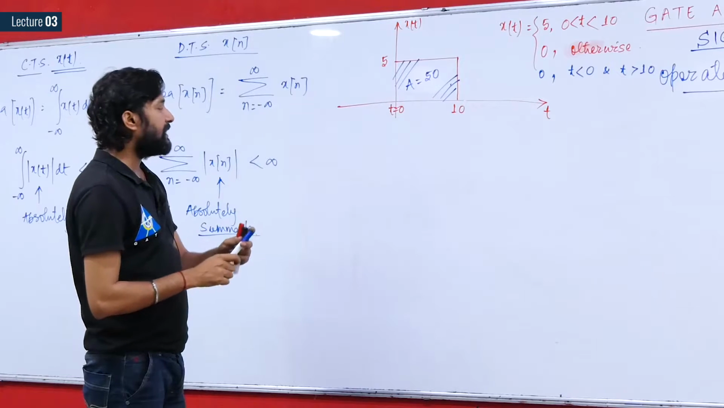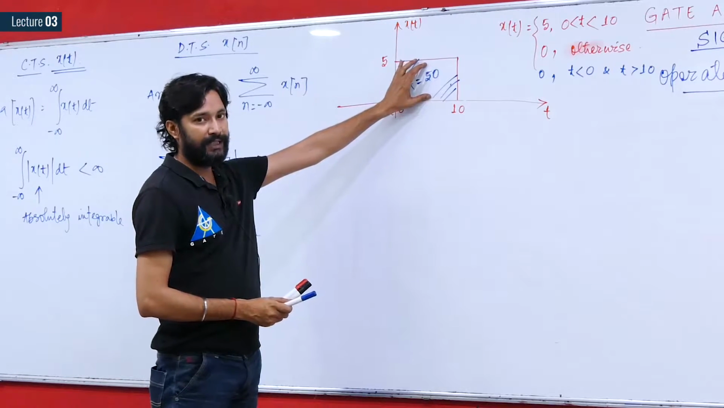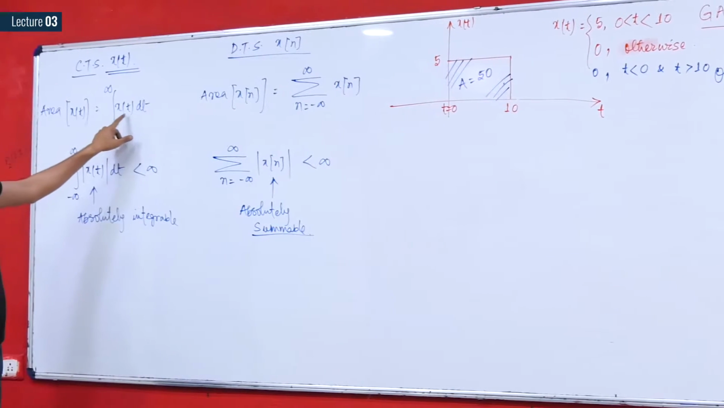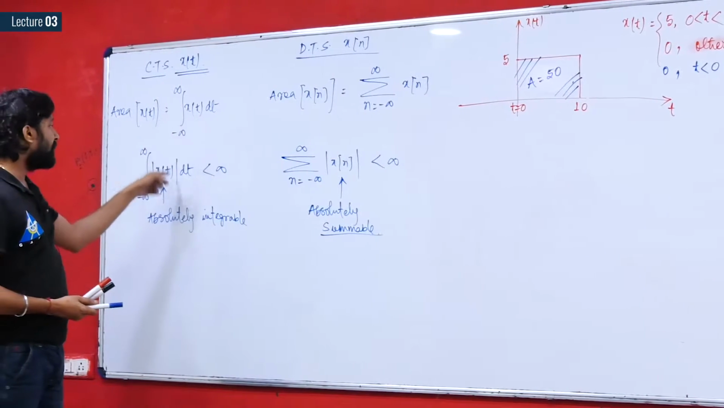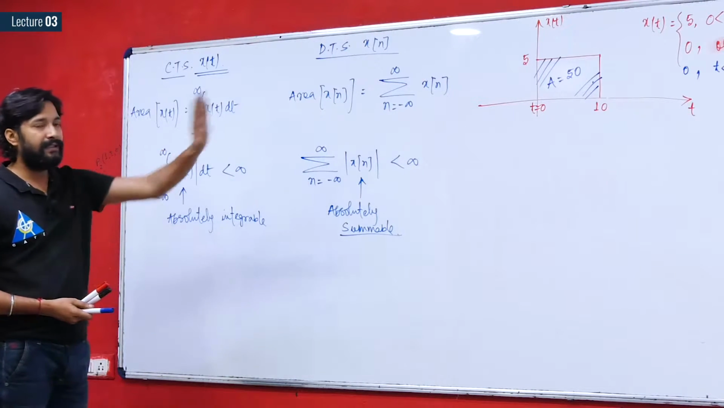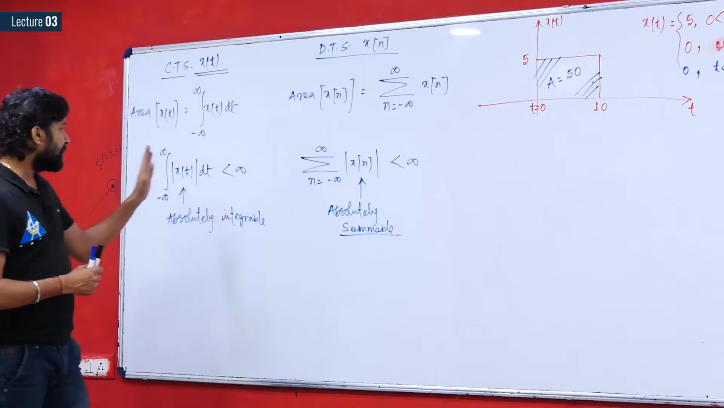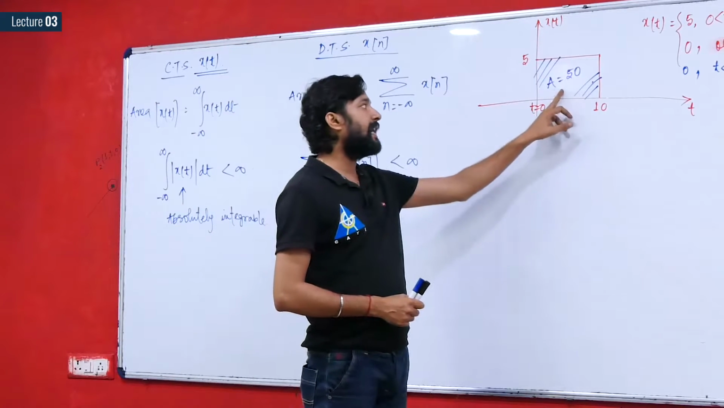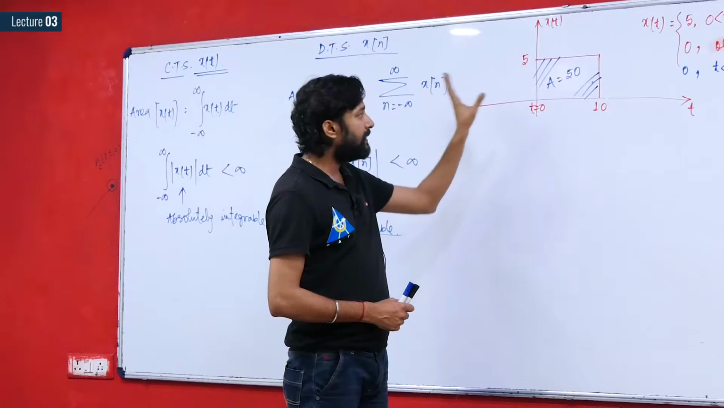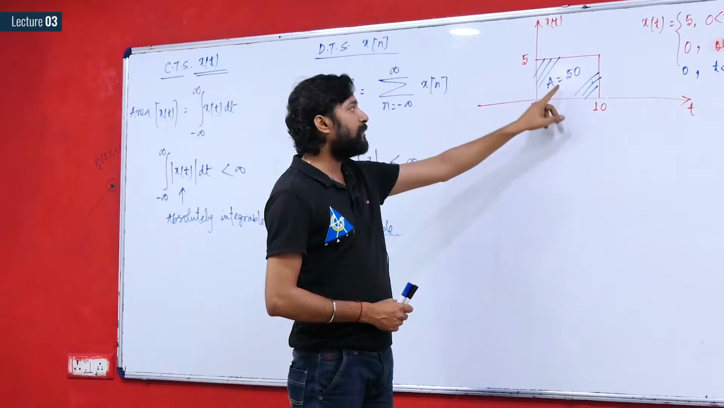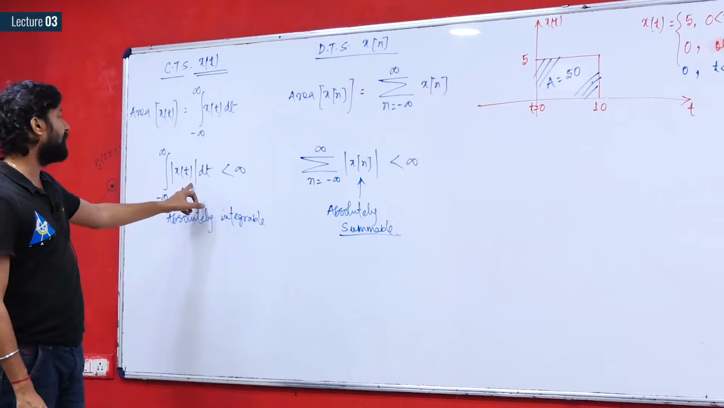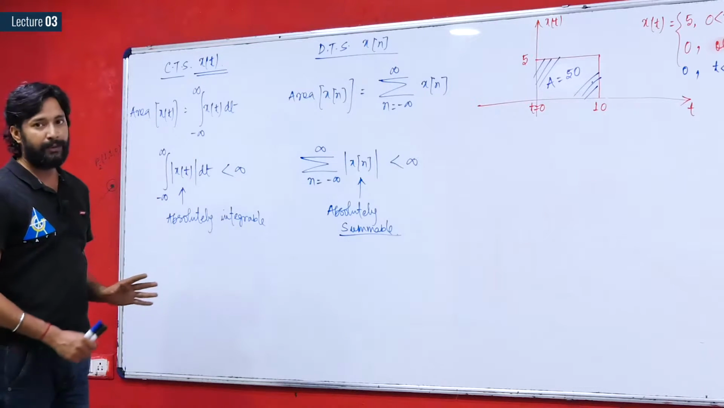Now as you can see, the signal is having positive values only. Therefore the result of these 2 integrals, that is integration from minus infinity to infinity of x of t dt, or the integral of magnitude of x of t dt, are going to be the same in this problem especially. It is a real signal having positive values only, therefore these two integrals will be the same for this signal. Therefore absolute integrability is satisfied, because integration from minus infinity to infinity of magnitude of x of t dt will again be 50.